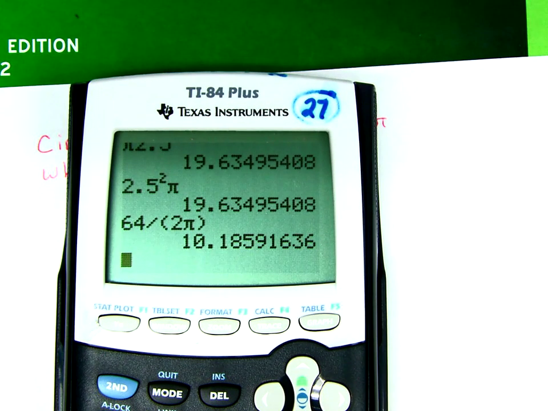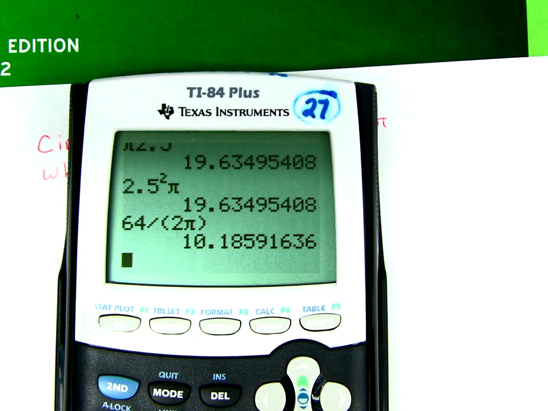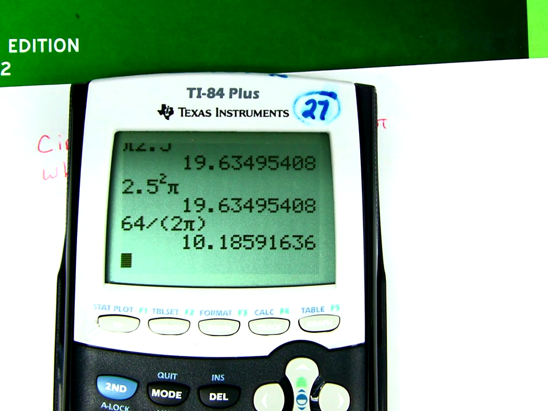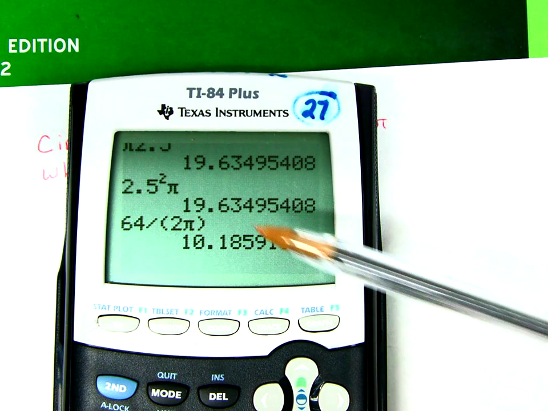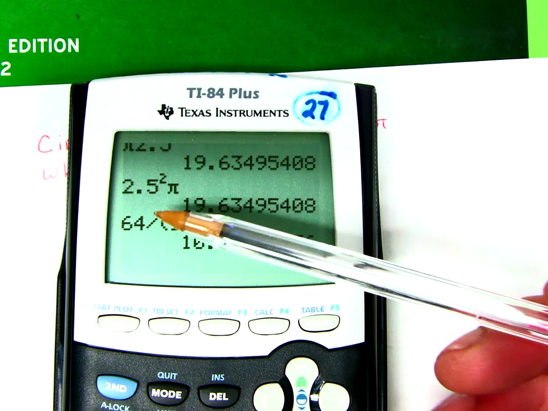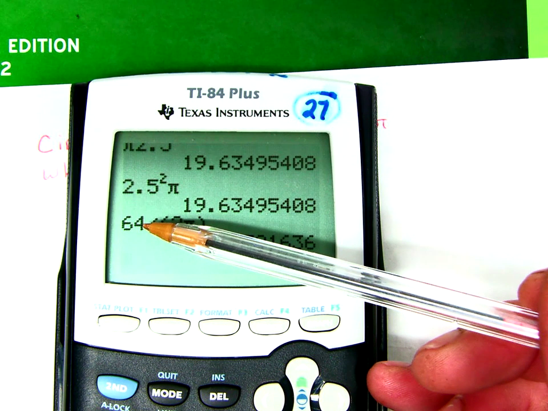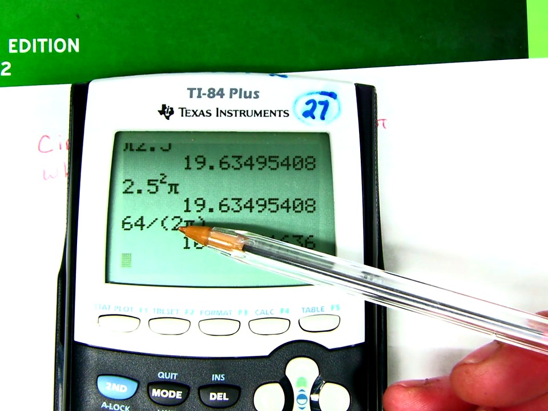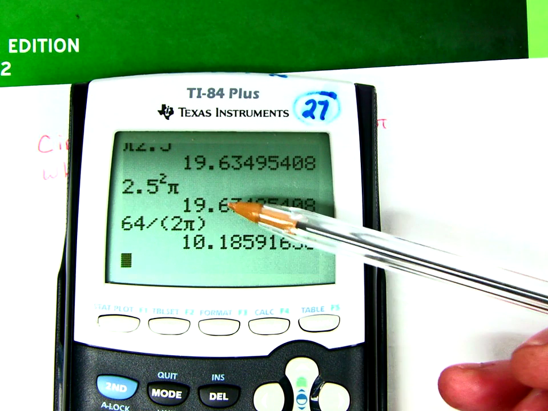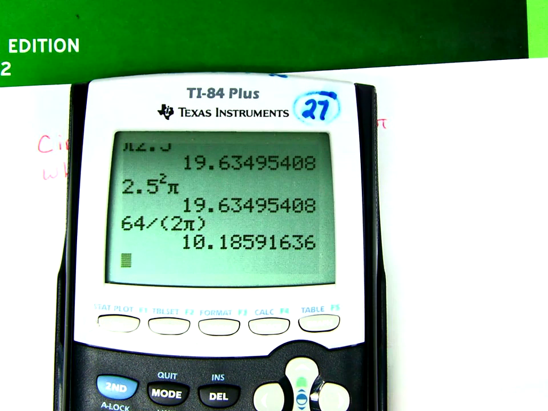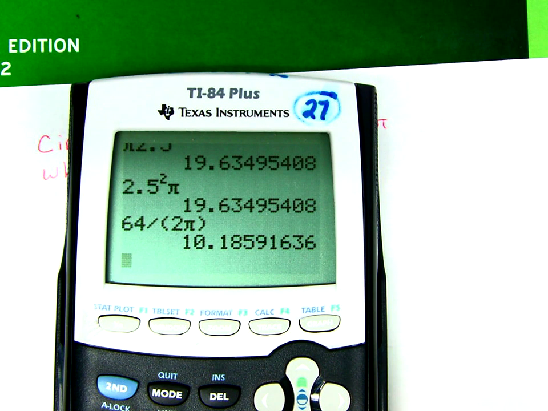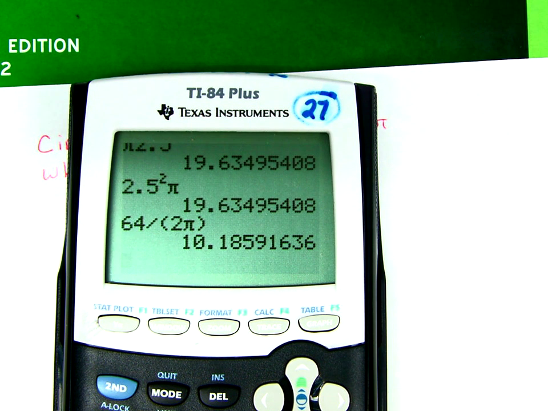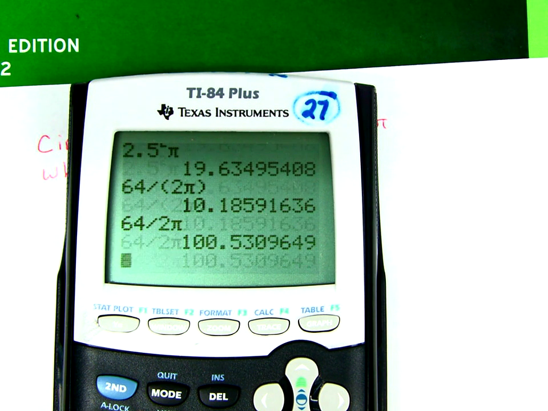Now notice the way that I type this into the calculator. Calculator is going to follow the order of operations. There's a very good chance if I didn't include the parentheses, then here's what it would do. It would take 64 divided by 2, get an answer, and then multiply that answer by pi. That would be 32 times pi. That would be a whole lot bigger than 10. Let's see. 64 divided by 2 pi.